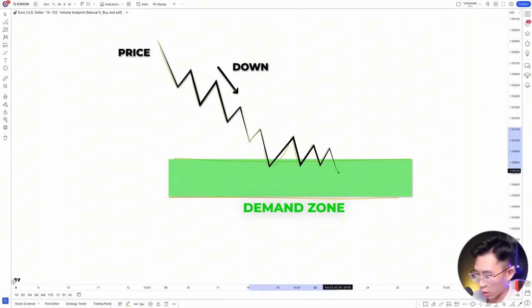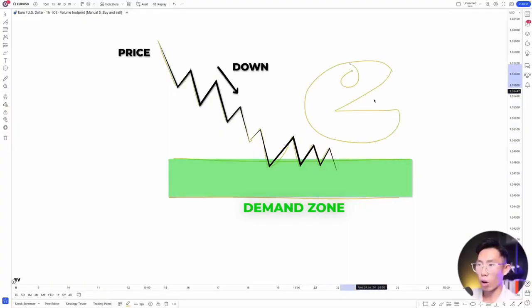This is because there's a lot of demand at this demand zone, and pretty much all the buy limit orders that we have right here are just eating up all the aggressive sell orders, right? It's literally like Pac-Man. All the passive limit orders right here, all the buy limit orders right here, are eating up all the aggressive sell orders.